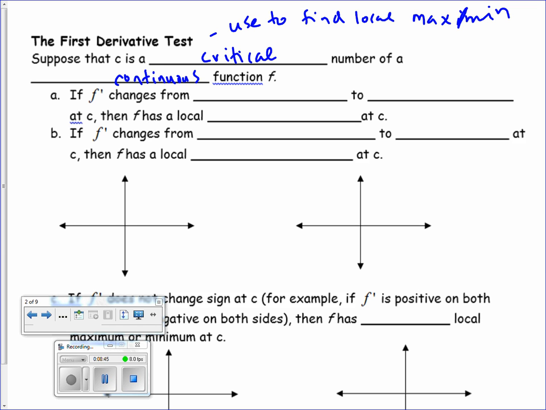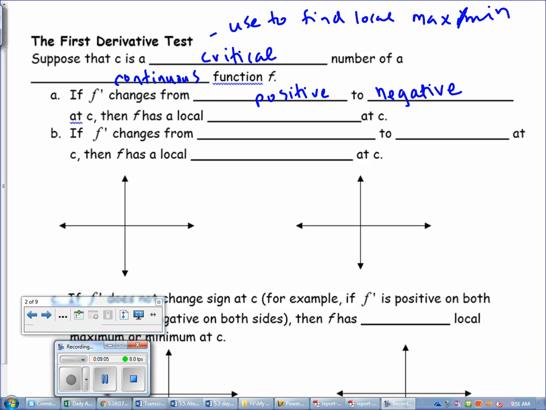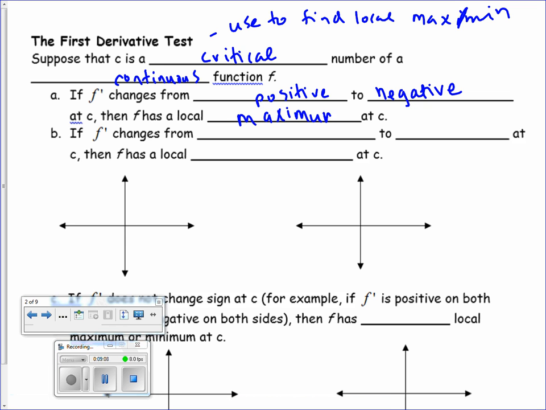All right, so part A, if f prime changes from positive to negative at C, then f has a local what? Then f has a local maximum. Right, it's not the absolute maximum, but in that nearby area, it's the maximum. So part B is going to be the vice versa. If f prime changes from negative to positive, what do you think? Local min. Good.